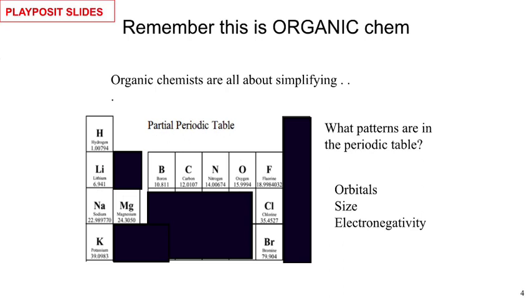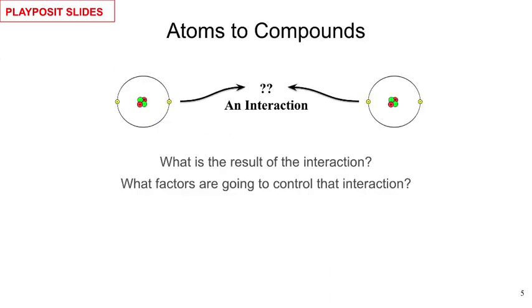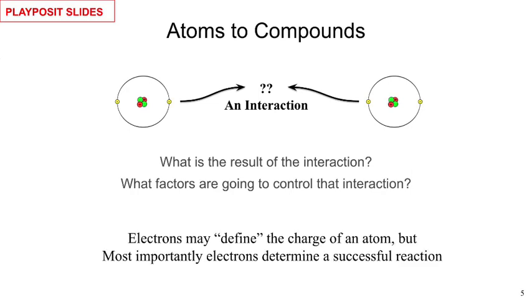Okay, we can pretty much ignore cesium and francium and rubidium. Okay, because we just won't work with them, so we don't have to stress about them. Okay, I don't expect you to have this table memorized. I just want you to be kind of aware of those shifts. Atoms to compounds, interactions. We all good?